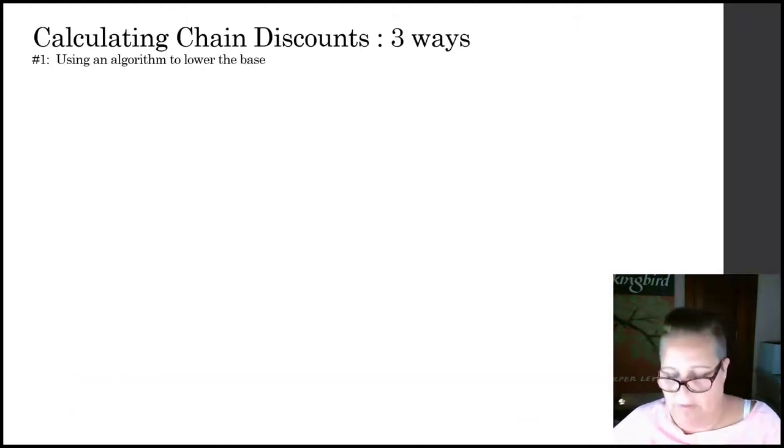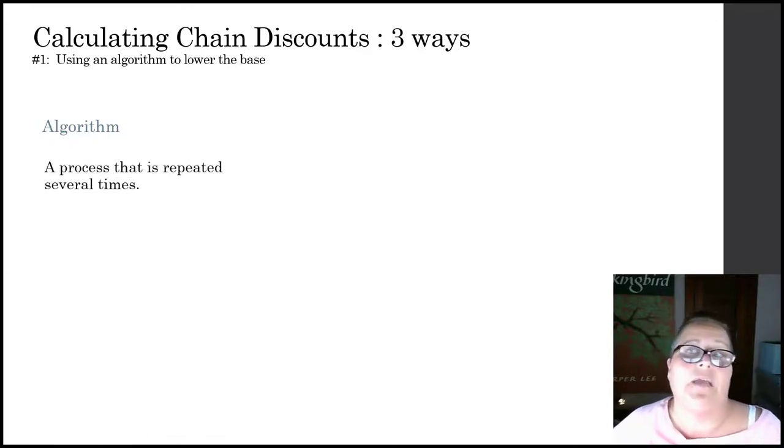The first example is a calculation of the chain discount the long way round. That is using an algorithm. And an algorithm, for those of you who are unaware, is simply a process that is repeated several times. It is Groundhog Day, if you've ever seen that movie. Maybe you haven't. Sometimes I forget how young you all are. All right, so it's a process that's repeated several times.